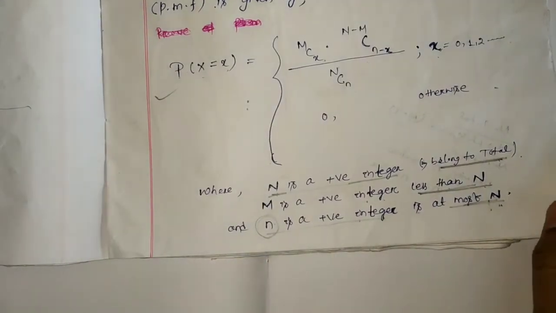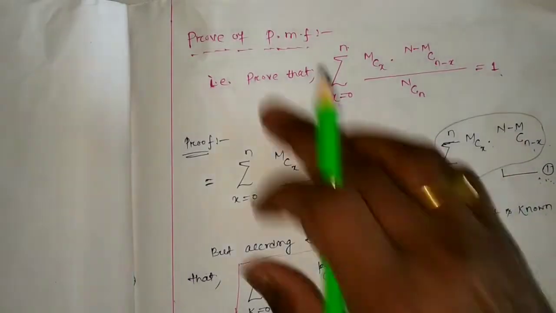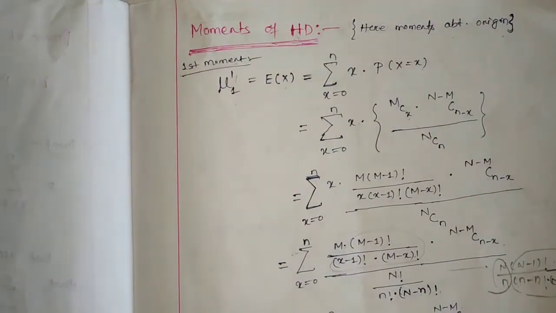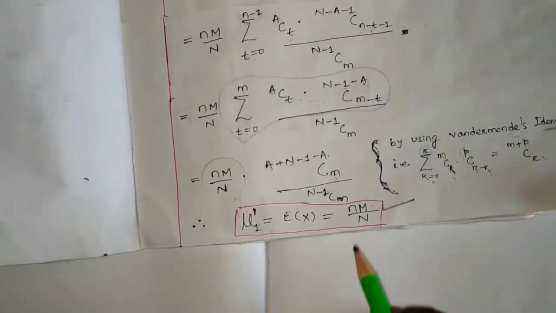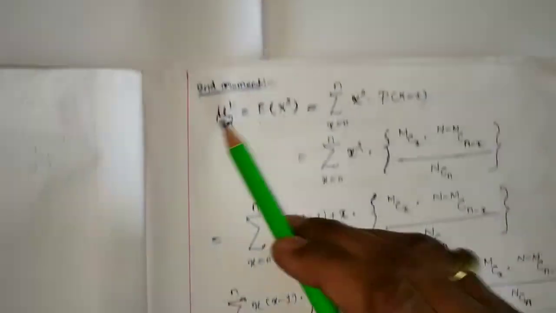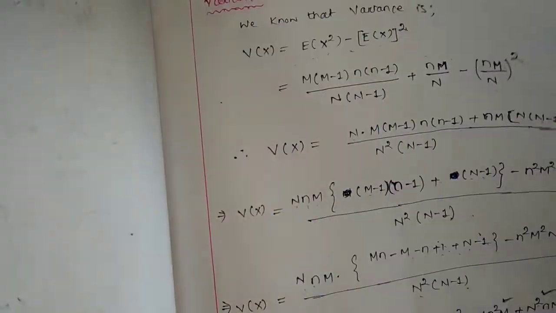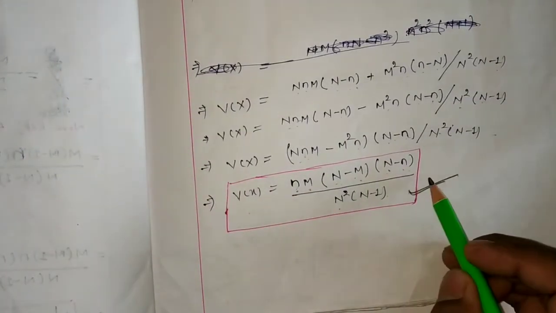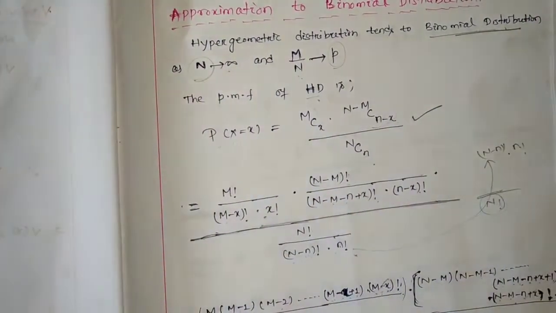We discussed the proof of the PMF, and we determined its first moment, that is n m by N, and the second moment mu 2 dash. With the help of the first and second moments we evaluated the variance, and we also discussed in detail in which condition it approximates to the binomial.